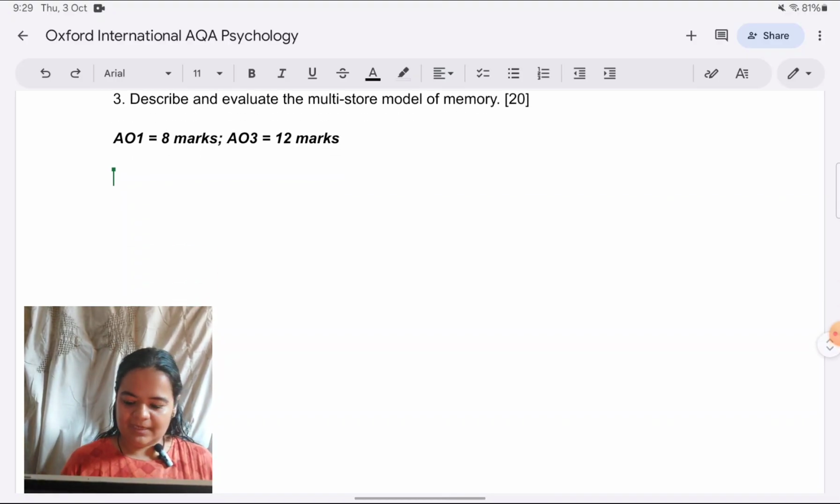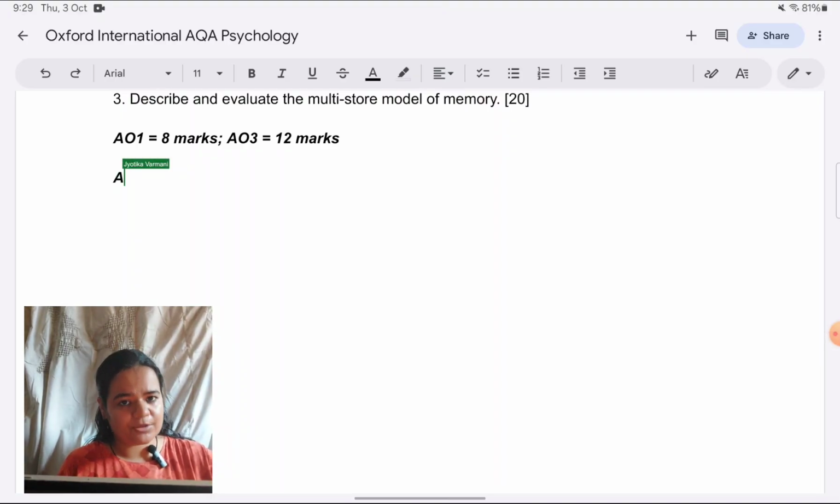Okay, let's see what all we can cover for AO1. These are my suggestions. There are lots of possibilities.